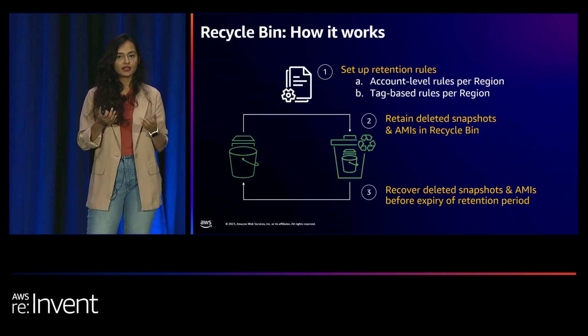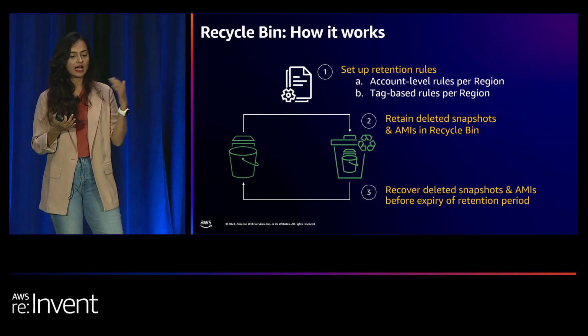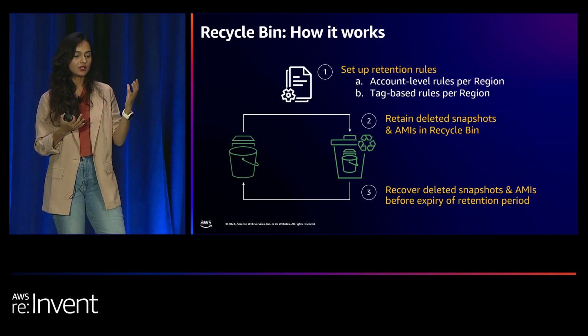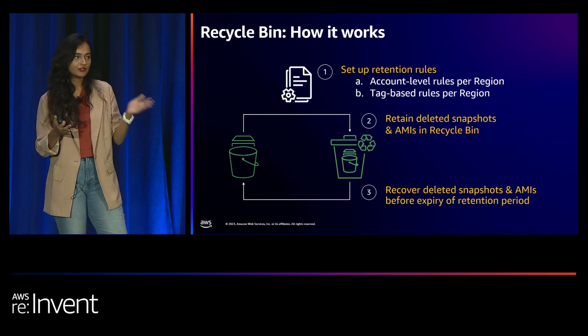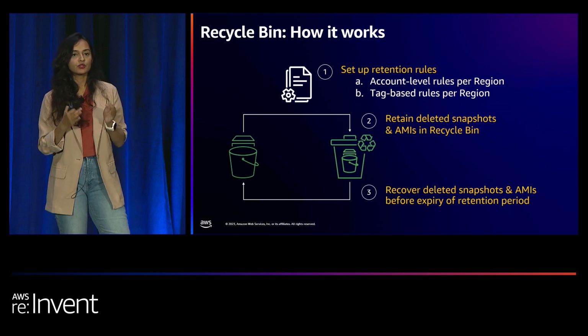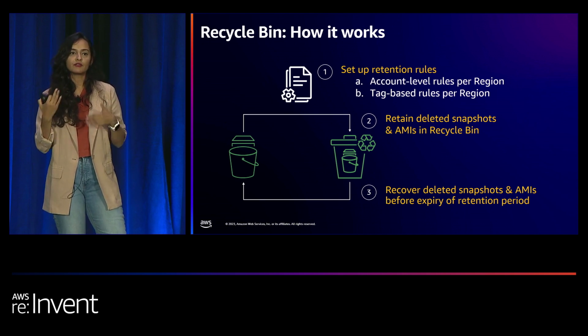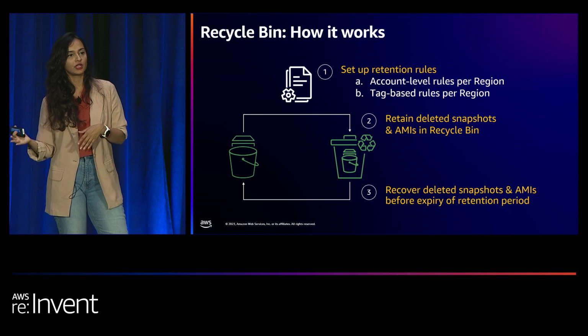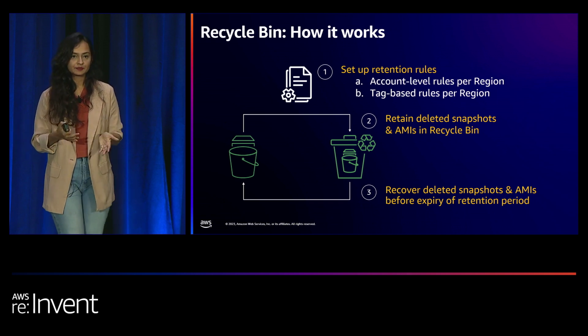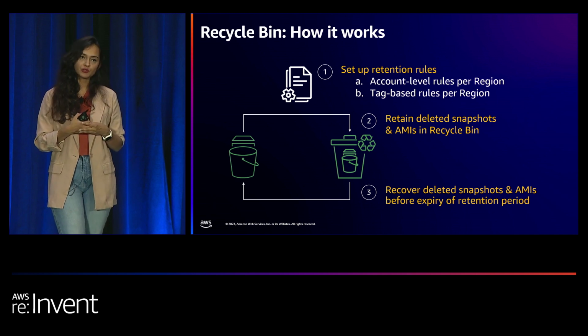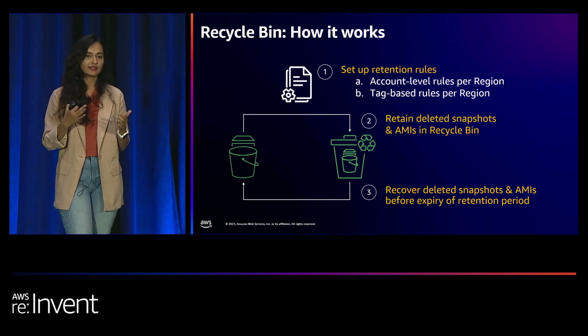When you set that up, what that means is that I'm setting up a retention rule that all my snapshots and all my Amazon machine images will be retained in the recycle bin for 7 days after they are initially deleted. During that 7-day period, I can recover them if required, after which they will be ejected out of the recycle bin and permanently deleted. So this gives you a soft delete option in case you deal with accidental deletions of resources.